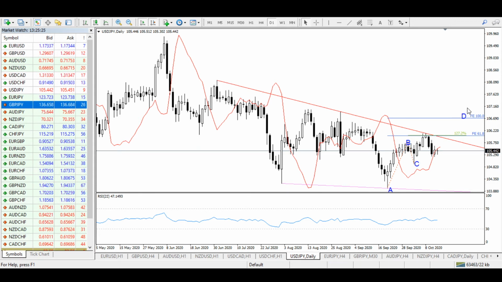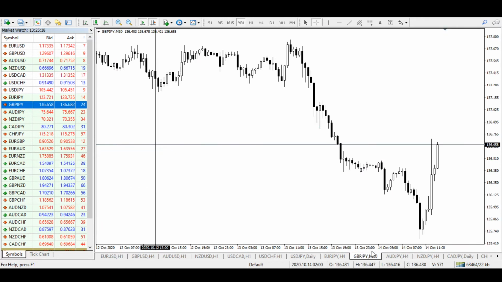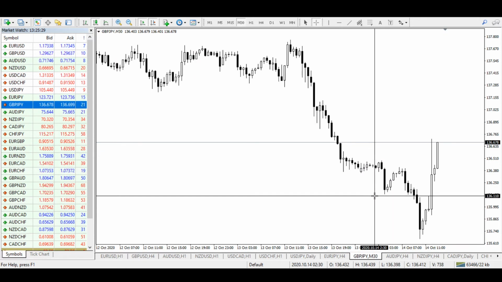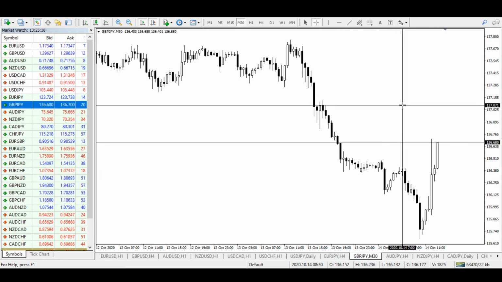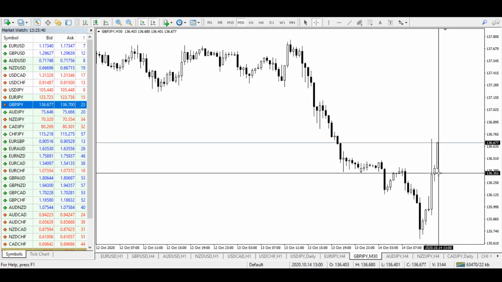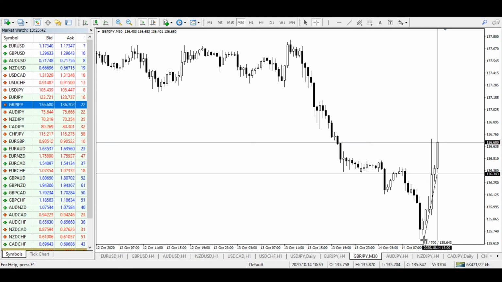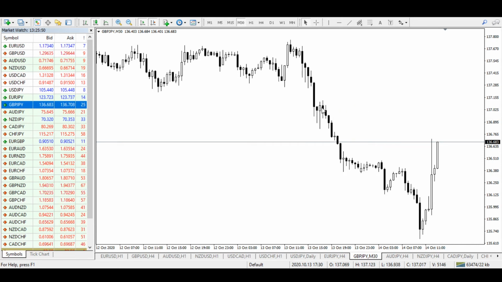I am trying to exit my GBP JPY with just the equal reward, because there is a contradictory bearish kind of scenario on the daily time frame of GBP USD, which I'm going to show you right after explaining the risk and reward. So here I have a risk of like 70 pips, and reward is also 70 pips. So I have set my target at 137.06, something around here. So that's all about the GBP JPY.